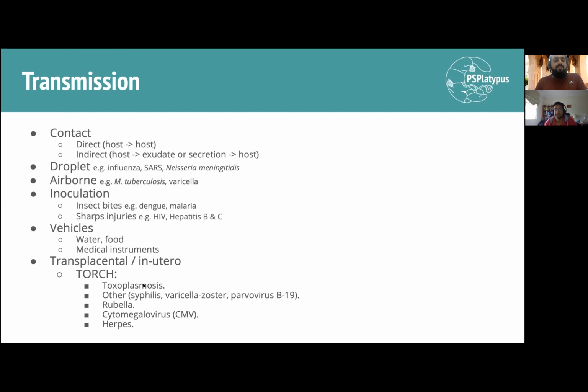And we can remember this with TORCH. T stands for toxoplasmosis, or for others. R for rubella, C for cytomegalovirus, CMV, and finally H for herpes.